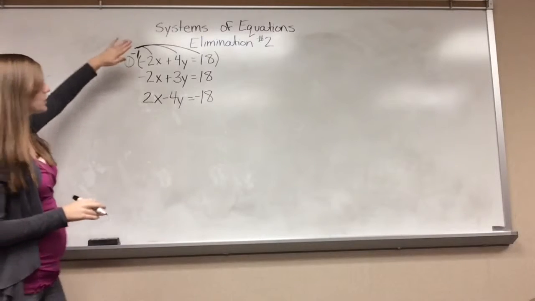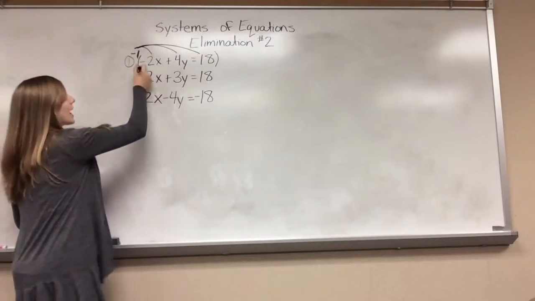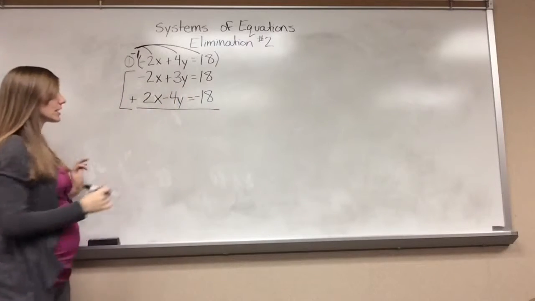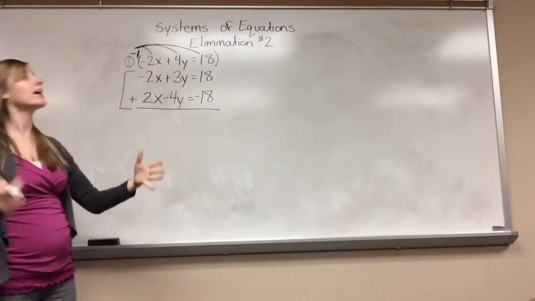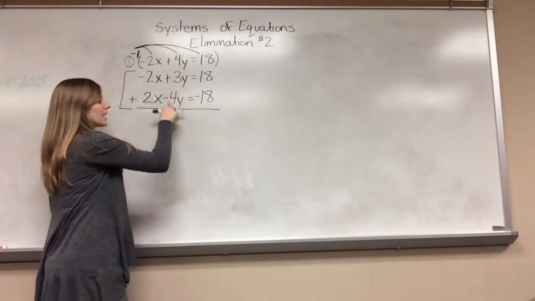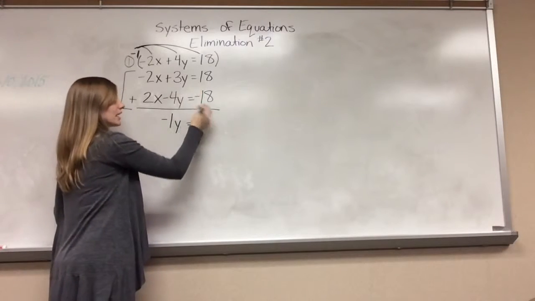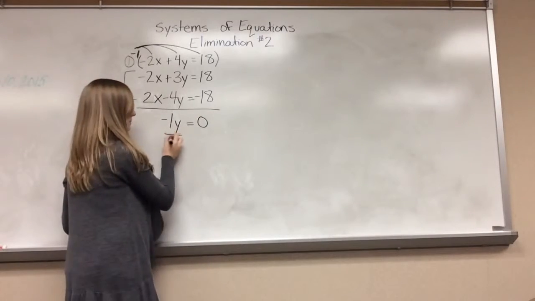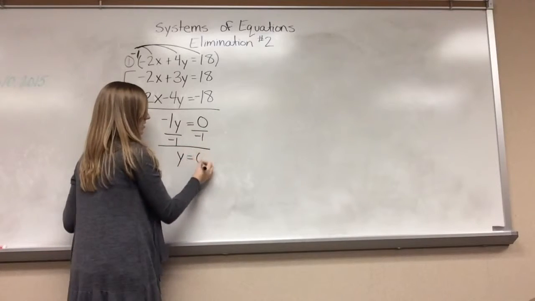Okay, so now we're going to ignore that first equation. Pretend like it's not there. We're going to add these 2 equations together. Negative 2x and positive 2x cancel. Those are gone. That's what I wanted. I wanted to eliminate them. I've eliminated the x's now. 3y plus negative 4y is negative 1y, equals 18 plus negative 18, which is 0. And this I can solve for y. I just divide both sides by negative 1 to get y by itself, and I get y equals 0.